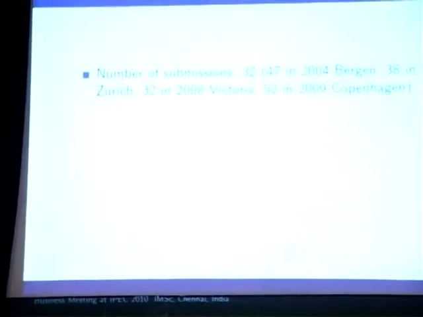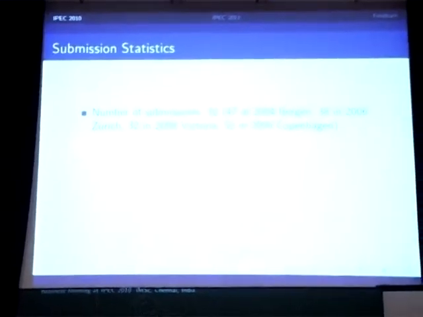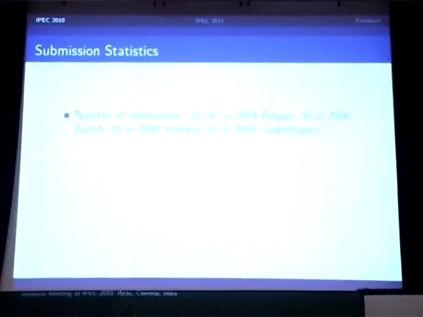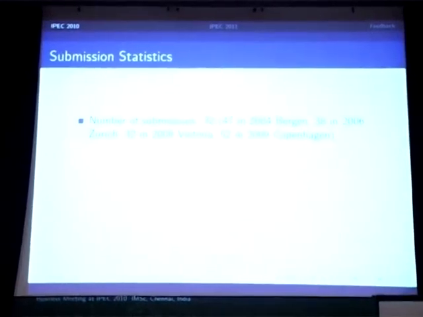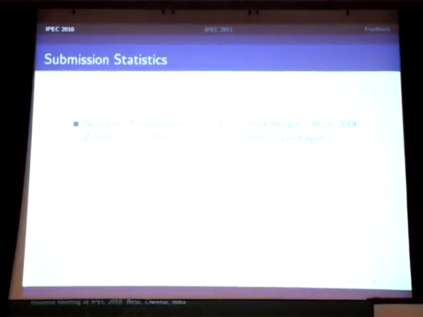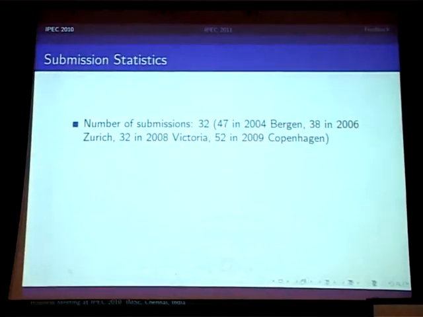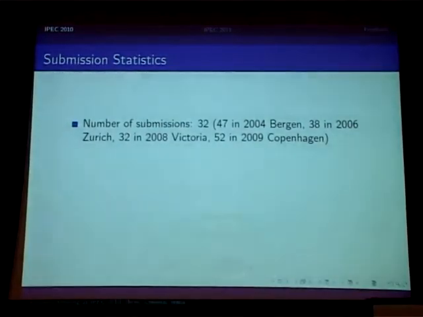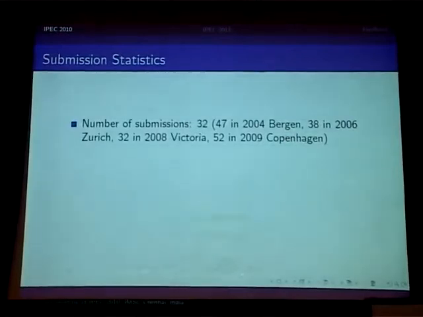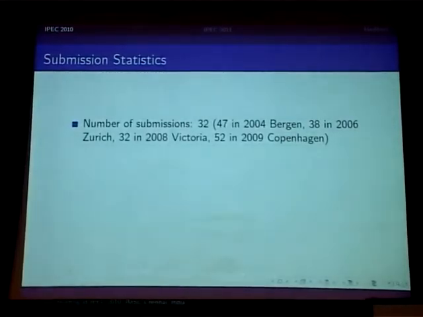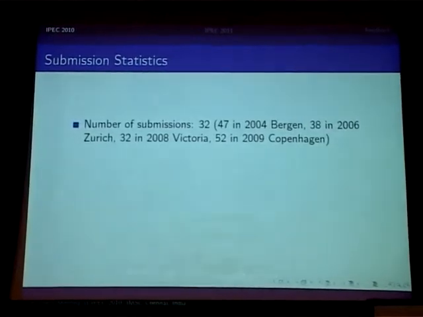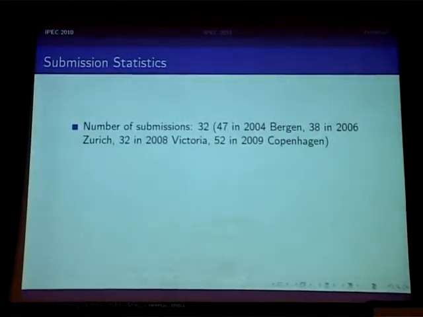So, in contrast, the number of submissions was 47 when we started. As some of you know, IPEC started as an event that was happening every other year. And in 2008, we moved IPEC to an annual event, and the 2009 event reinforced that our decision was correct because we had a lot of submissions, 52. But this year it went down. This is something for a discussion later. There are lots of theories about this. We can discuss this in the last part of the agenda.